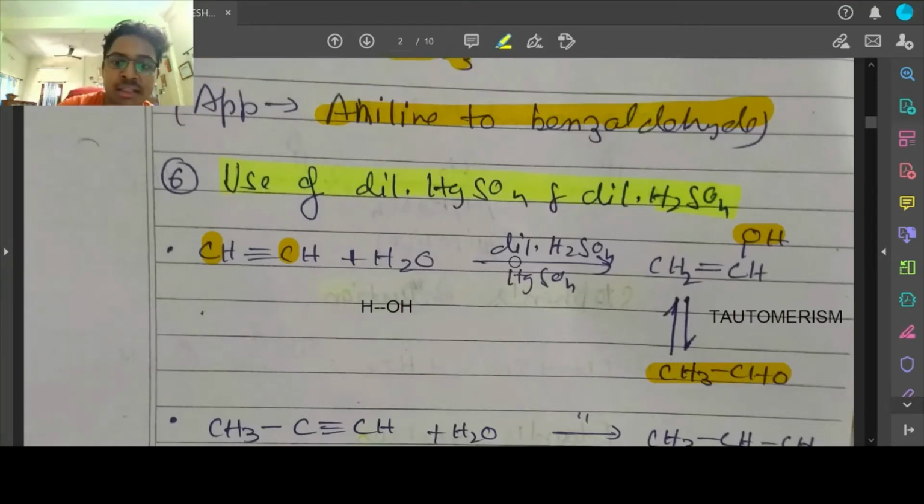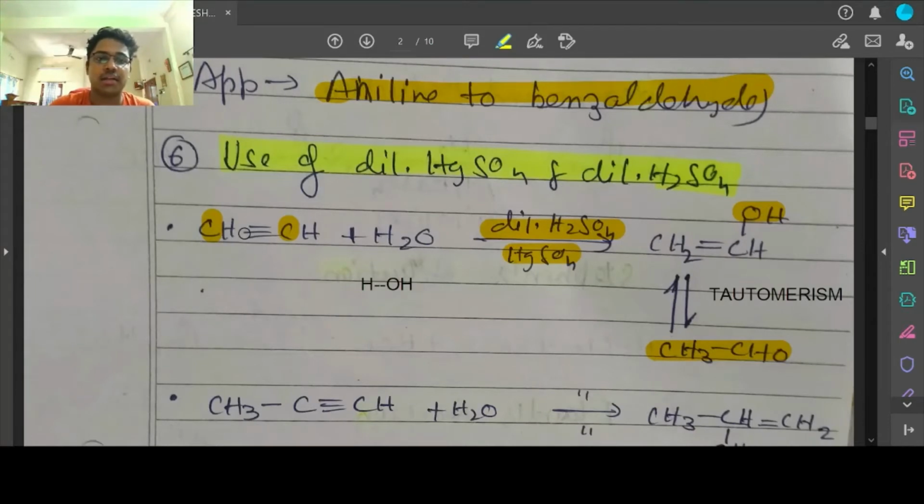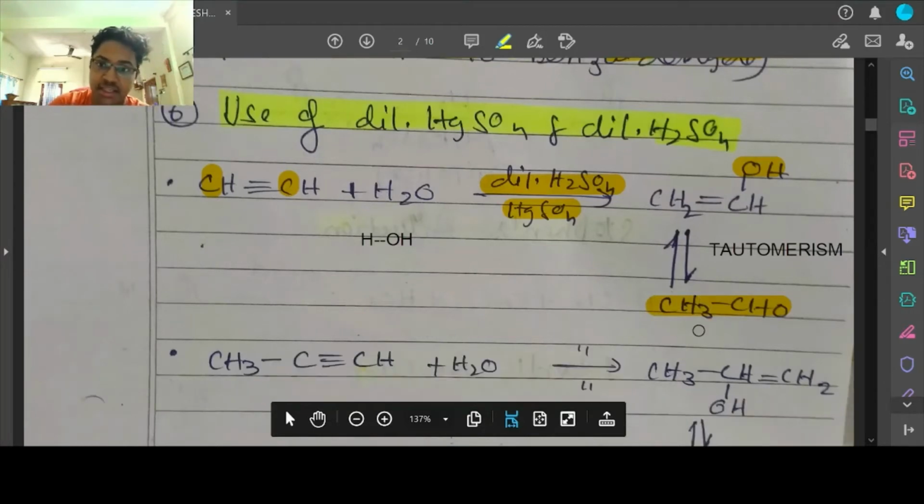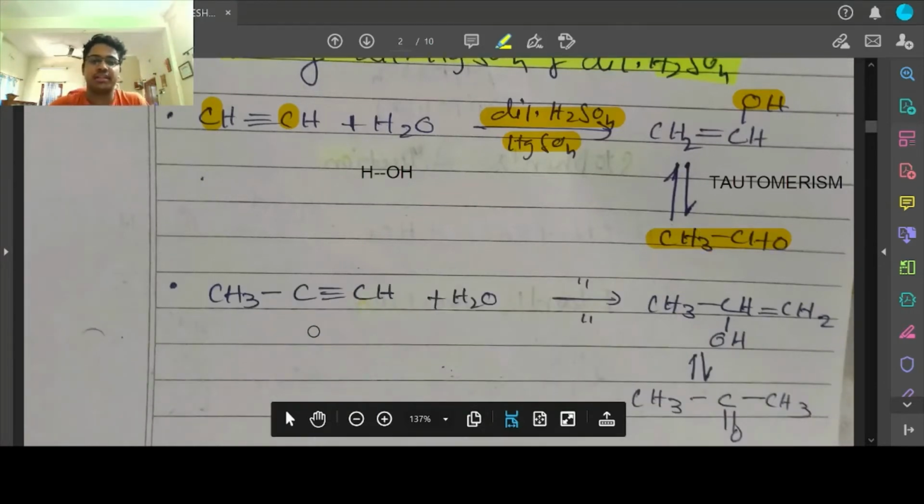So just note the reagents: dilute H2SO4 and HgSO4. This is very important, and many students tend to miss this portion. So this is the use of dilute HgSO4 and dilute H2SO4. CH triple bond CH, ethyne, plus H2O with dilute H2SO4 and dilute HgSO4. One OH group is substituted on this carbon, and one H on the other. By tautomerism, it converts into the most stable form, an aldehyde, CH3CHO.